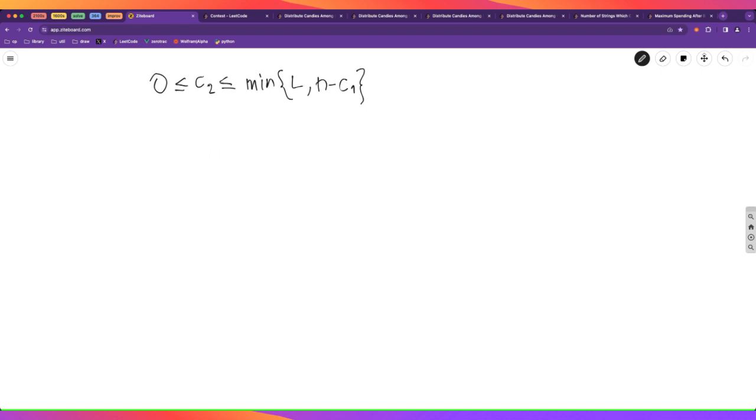So that means that if we give C2 too few candies, then we might have too many for C3, and C3 would exceed the limit. So one way to think about this is to notice that C3 must also be less than or equal to the limit, but C3 is n minus C1 minus C2, right? So these two inequalities are equivalent.